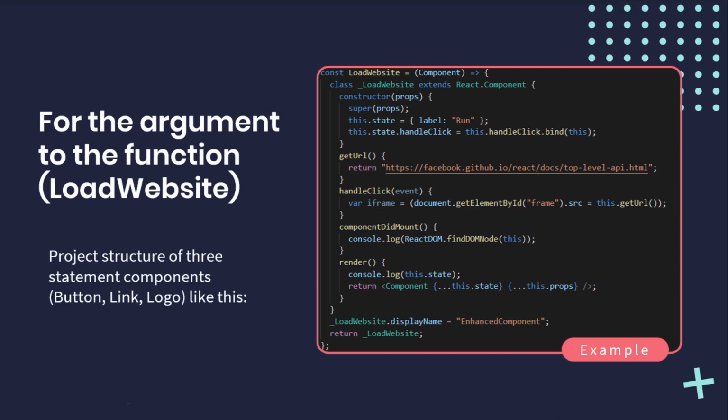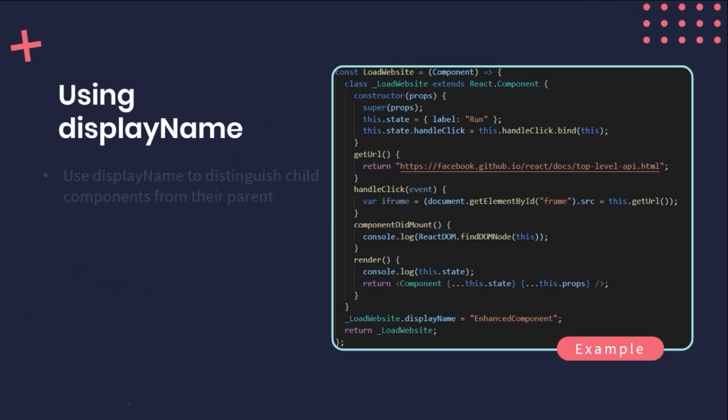The mounting events demonstrate the component lifecycle. We use displayName to distinguish child components from their parent. By default, JSX uses the class name as the name of the instance, or the element. Thus, elements created with an HOC in the example have underscore loadWebsite names.